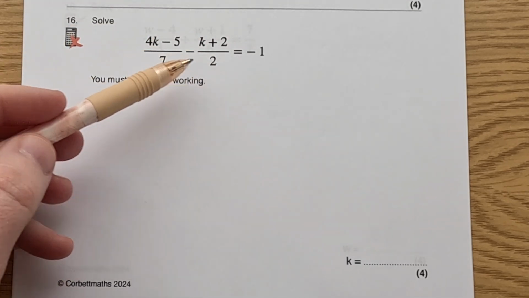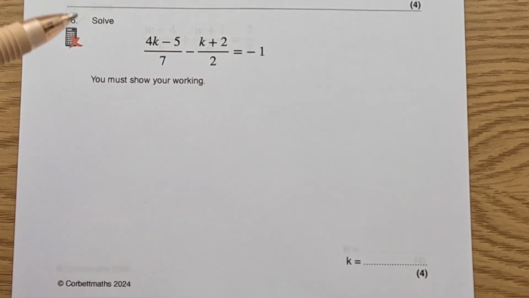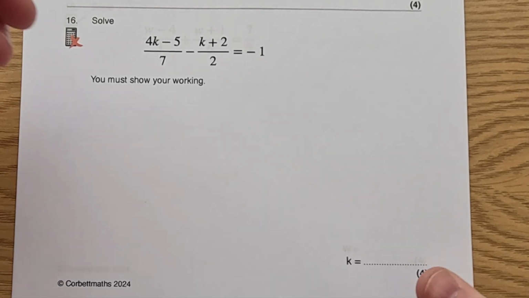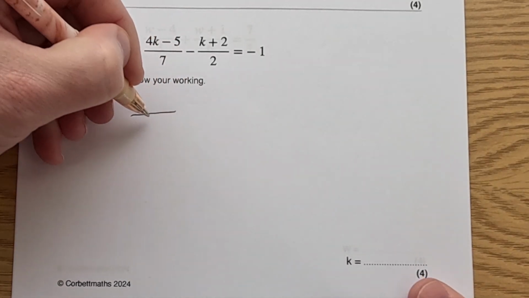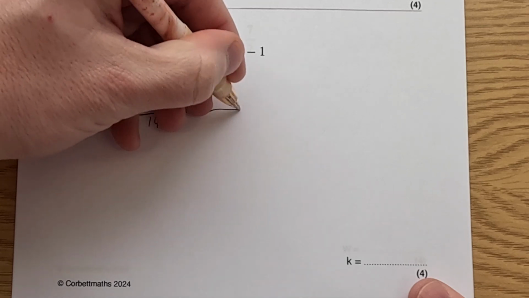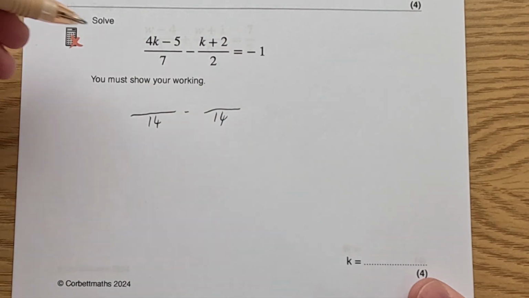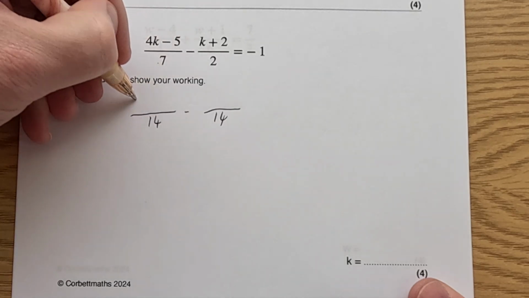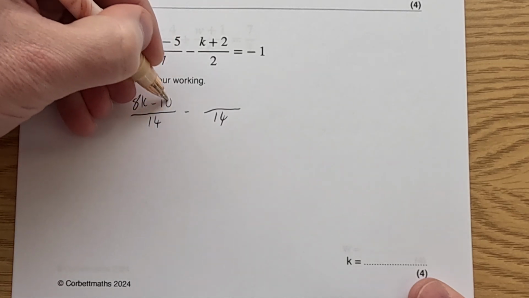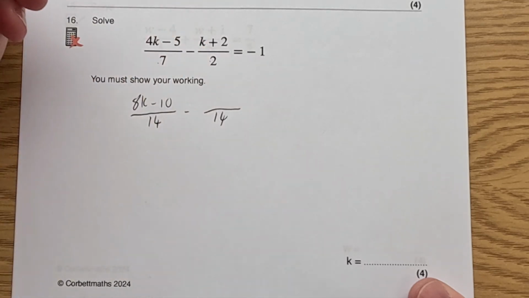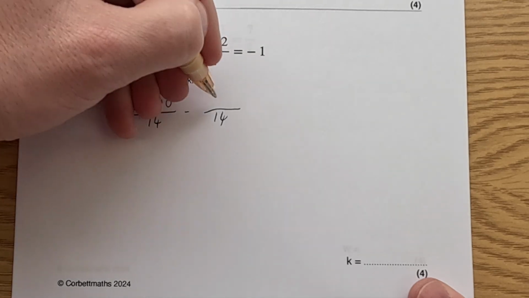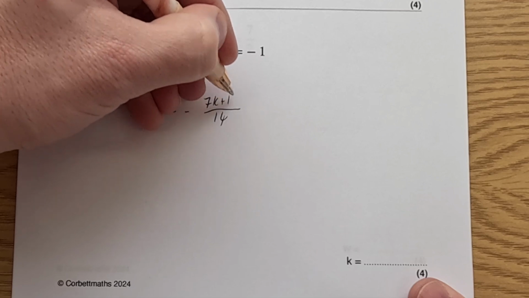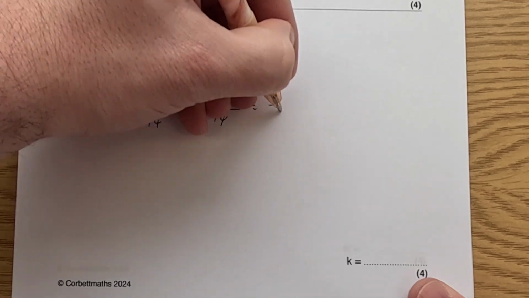So with our denominators, we've got 7 and 2. So our common denominator would be 14. So the one I'm going to go for is 14. So I'm going to write a fraction with 14 on the denominator and take away another fraction with 14 on the denominator. To get from 7 to 14, we multiply by 2, so let's double the numerator, so it'll be 8k, subtract 10. And to get from 2 to 14, we times by 7, so let's multiply both of these by 7, so we get 7k plus 14, and that equals negative 1.